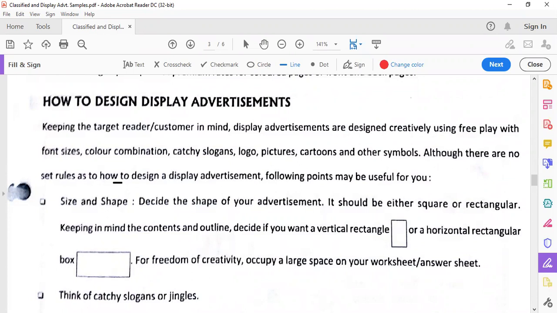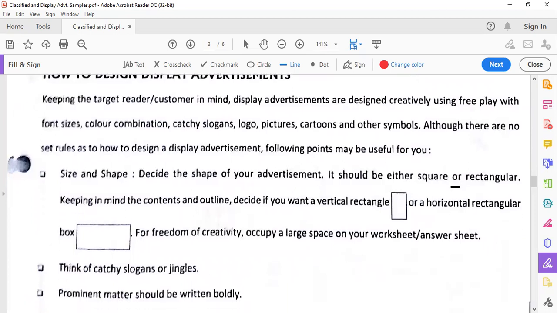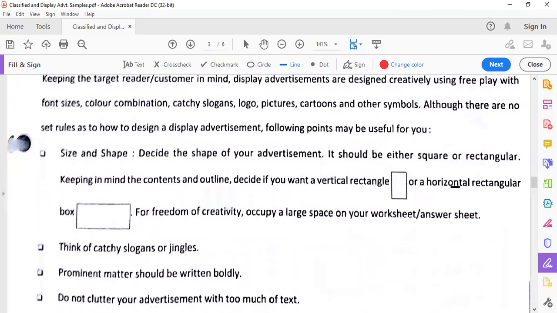Although there are no set rules as to how to design a display advertisement, the following points may be useful for you, because you are going to have them for the examination point of view now. Though there are no set rules, you are free to use your creativity and your imagination, but still you need to follow some particular points for examination for giving the display.